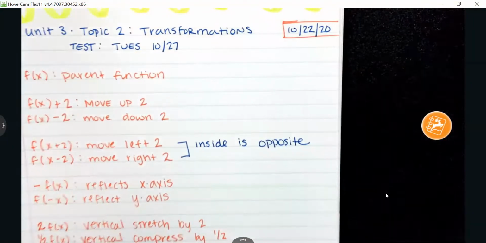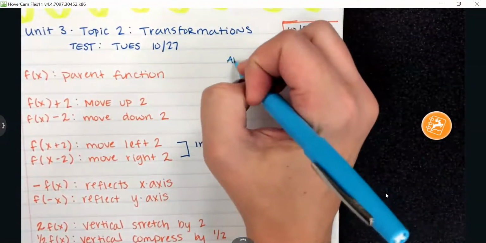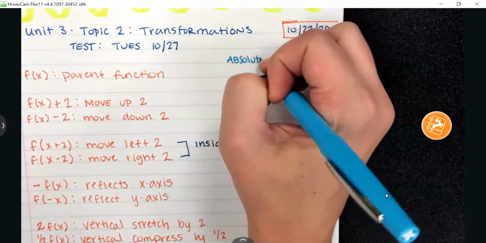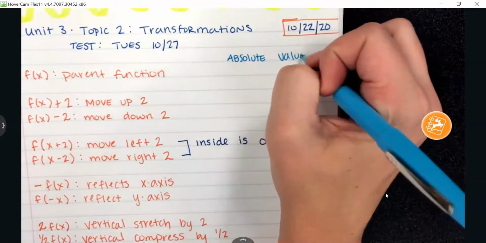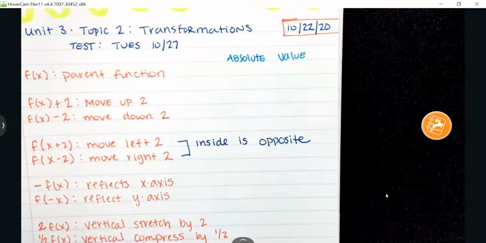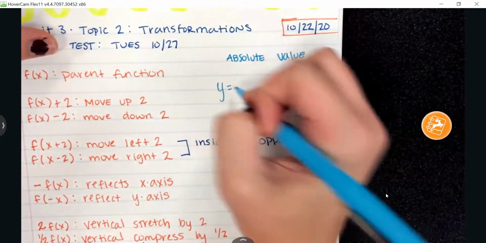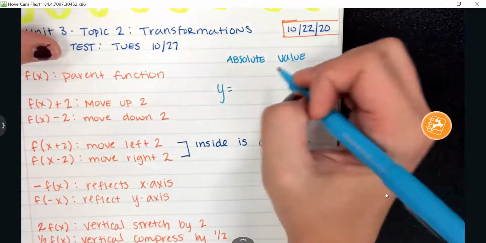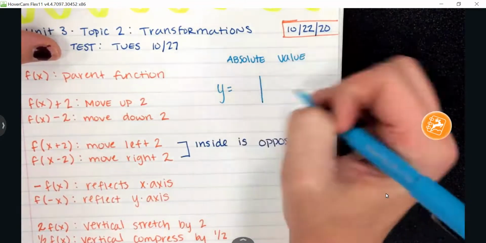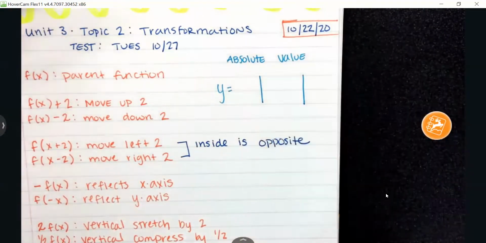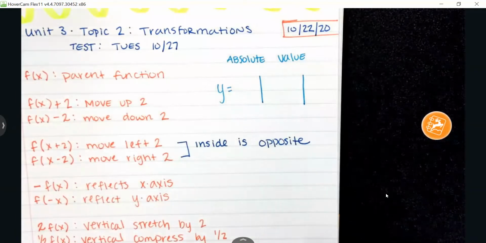We are in the absolute value unit. Absolute value is 2 straight lines up and down. On your keyboard, it's right above the enter key. So I would have something that says y equals, and it's going to have these big absolute value lines. That's what the equation will look like.